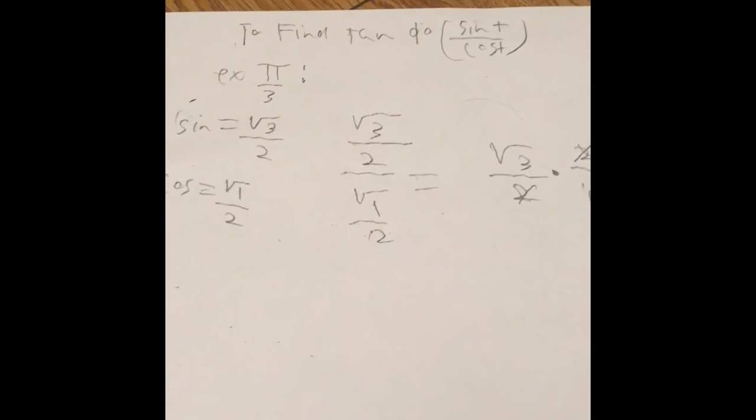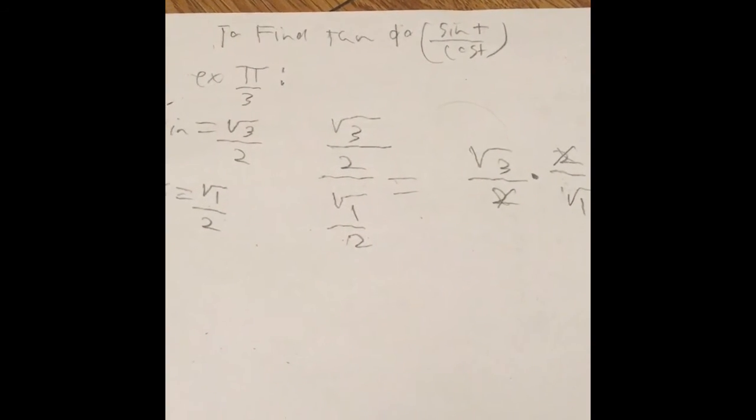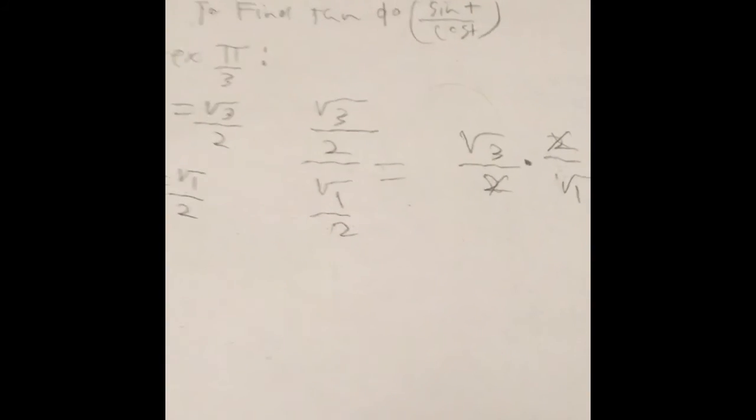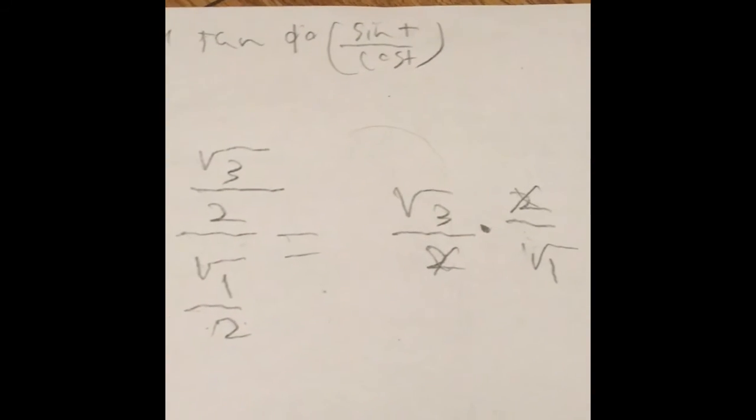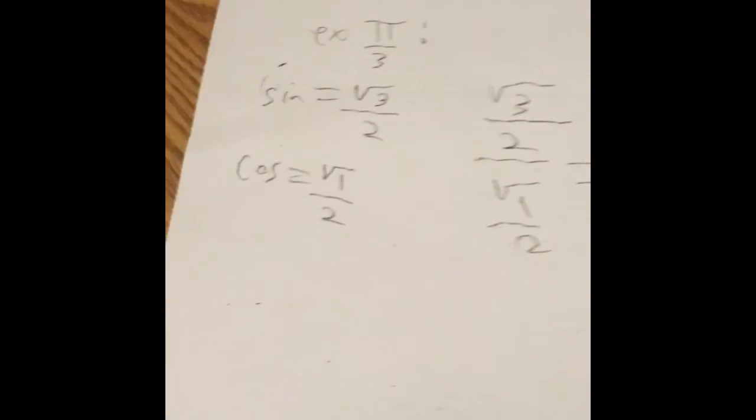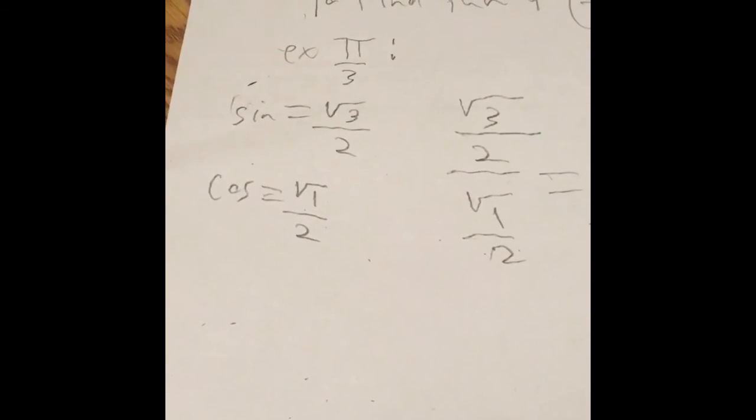Okay, so now we learn how to find tangent of these values. In order to find tangent, you must do sine of the angle over cosine of the angle. For example, we will do pi over 3. So from earlier we know that the sine of pi over 3 equals the square root of 3 over 2, and the cosine equals the square root of 1 over 2.